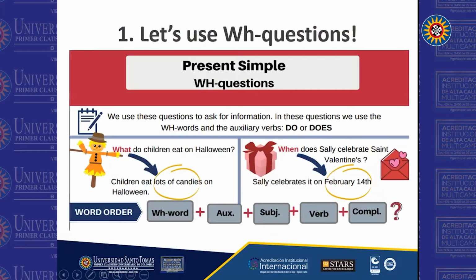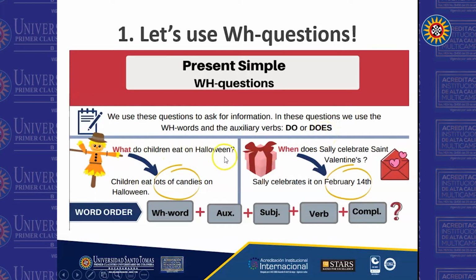So, now let's use WH questions. We use these questions to ask for information. In these questions, we use the WH words like what, where, when, why, and the auxiliary verbs do or does. We use do for the persons I, you, they, we, and we use does for he, she, it.